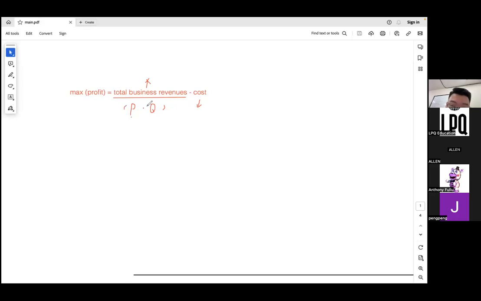So how do we make a decision regarding how to set the price based on ED information? ED is the demand elasticity of price.